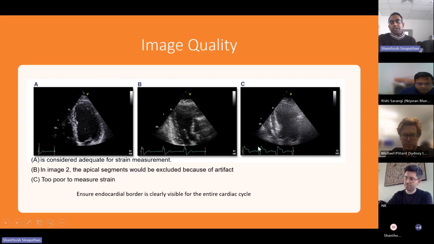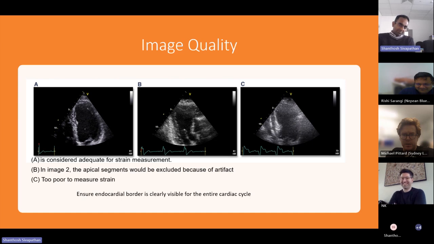The problem is, with a lot of the patients in ICU, the images are going to look like panel C, and it's going to be really terrible for strain tracking, and that's actually reflected in most of our studies, where we have trouble tracking. That's just the nature of the beast. When the endocardial border is not visible throughout the entire cardiac cycle, then strain is not possible. If you can't get good image quality, there's no point doing strain because you're going to get a dodgy result. Rubbish in, rubbish out.